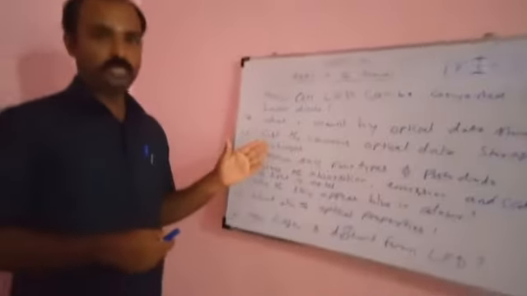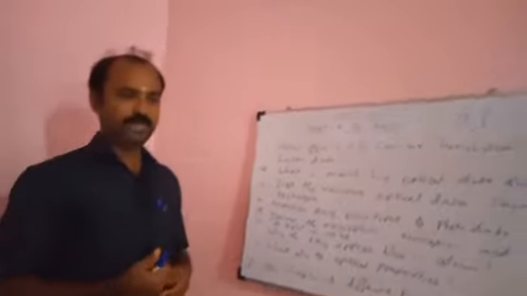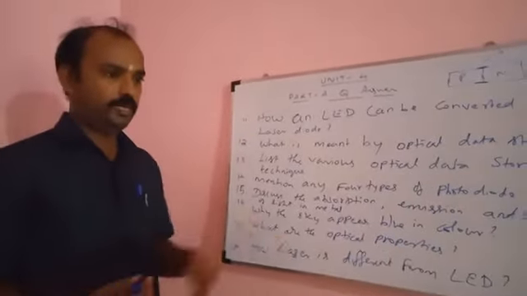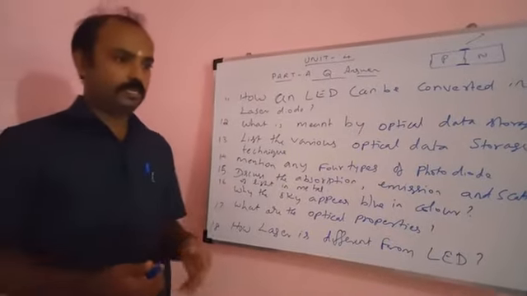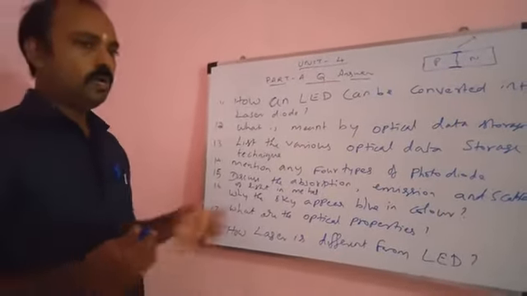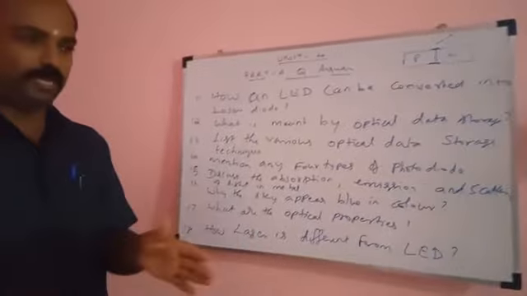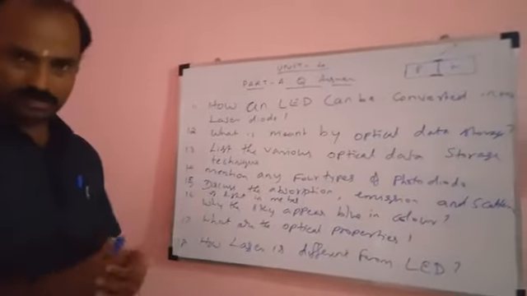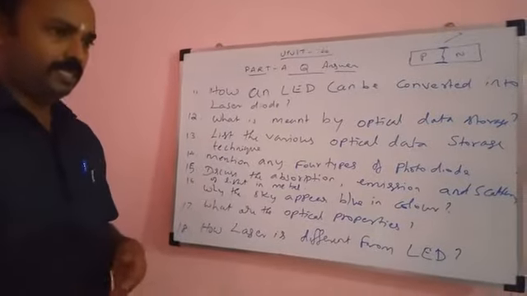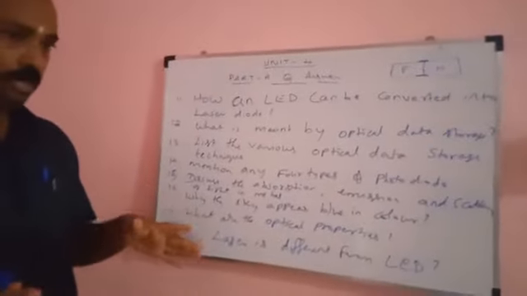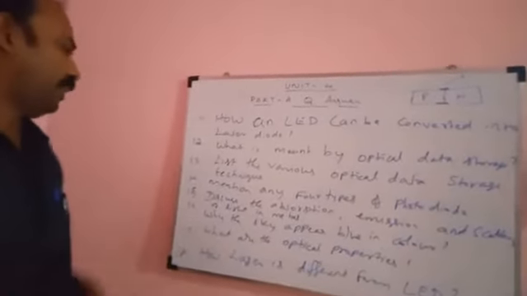What are the different data storage techniques? CD-ROM, compact disc, DVD, Blu-ray disc, magneto-optical devices, and holography. These are the various optical data storage techniques.